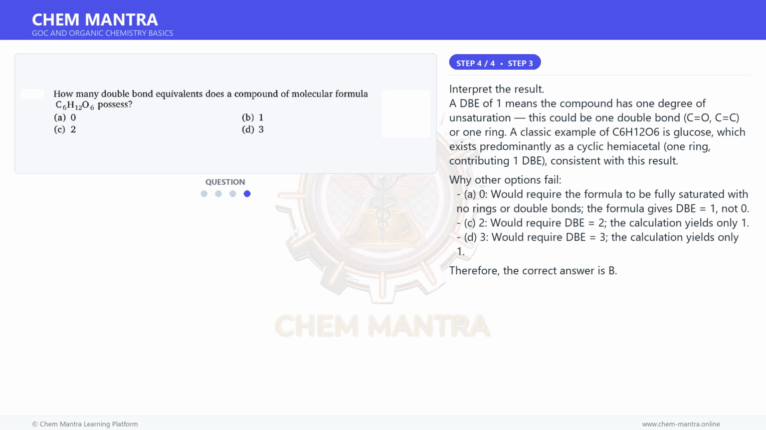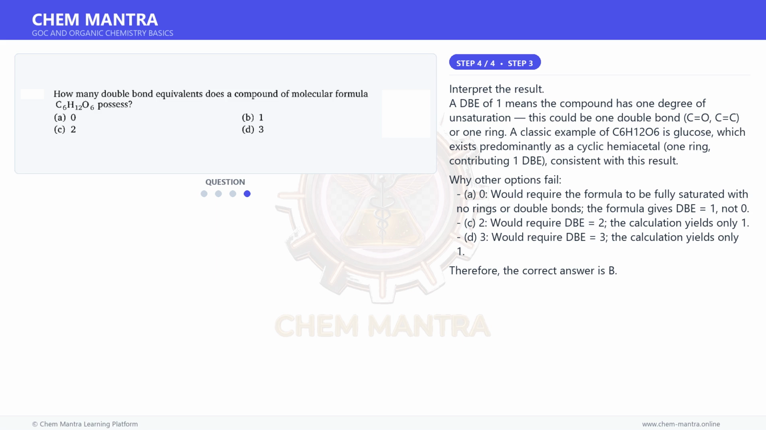And for the final step, interpret the result. A DBE of 1 means the compound has 1 degree of unsaturation. This could be 1 double bond, C=O, C=C, or 1 ring. A classic example of C6H12O6 is glucose, which exists predominantly as a cyclic hemiacetal, 1 ring, contributing 1 DBE, consistent with this result.